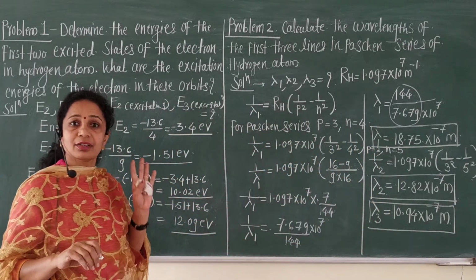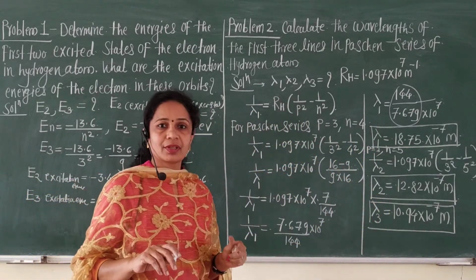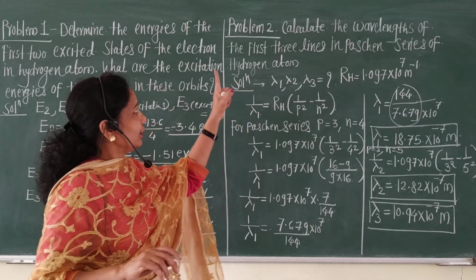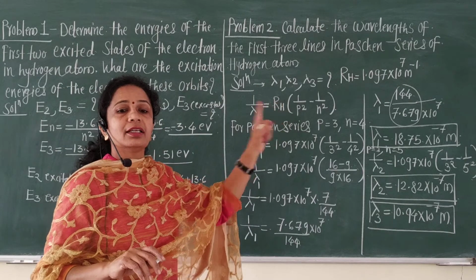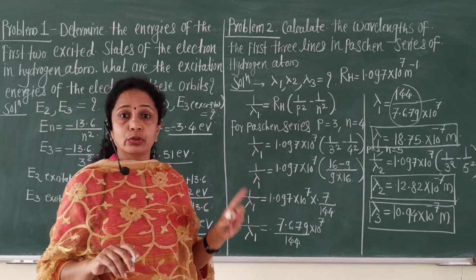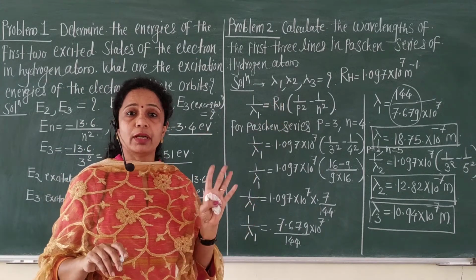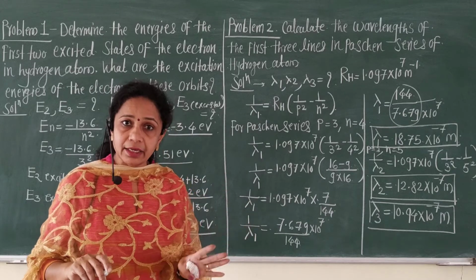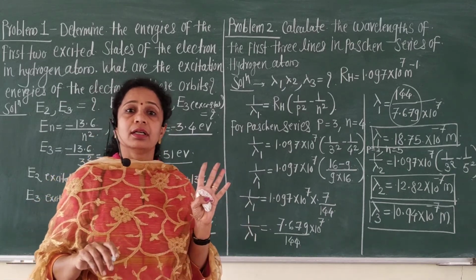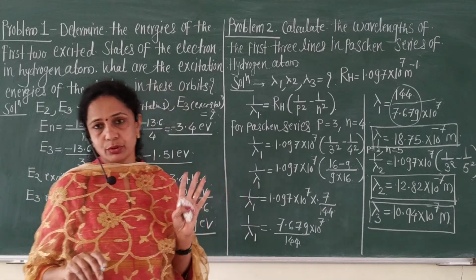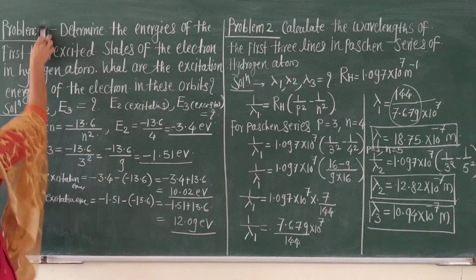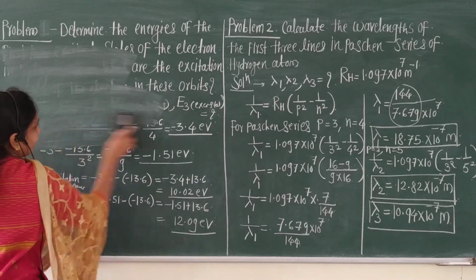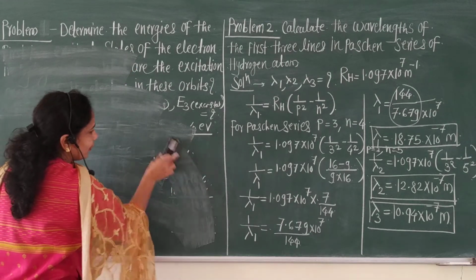These are the values of wavelength of the first 3 lines in Paschen series. You should know which are the values of p and n in Paschen series in these problems. Okay, now next problem, problem number 3. It is very important.